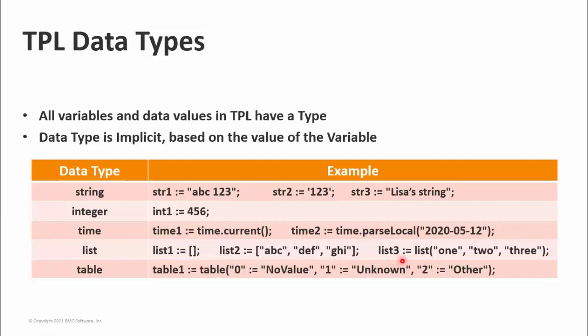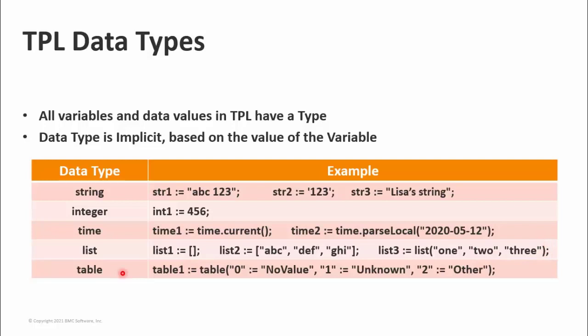List3 is using the function called list to create a list. Since it's a function call, the arguments are enclosed in parentheses, like other function calls. And so it's list, open parentheses, and then the 3 strings with commas between them, and then close parentheses.